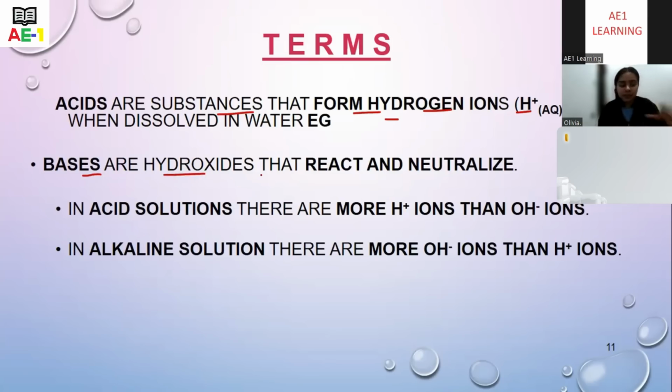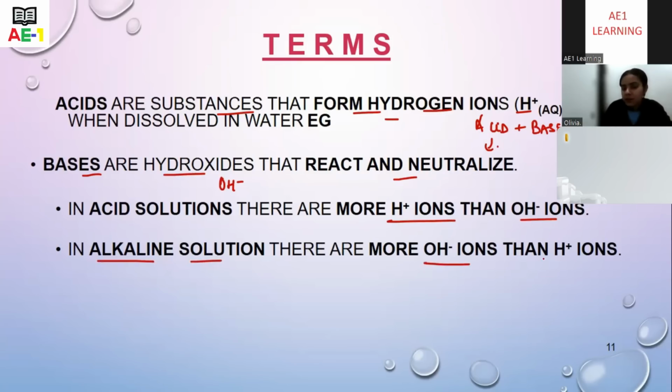If you mix some substance in water and you get more hydroxide ions, that's OH negative, that gives an idea that the substance is basic in nature. And your acid and base together can neutralize the effect. They can react together and neutralize the effect. In acid solutions, there are more H positive ions than OH negative ions, whereas in an alkaline solution, that's your basic solution, there are more OH negative ions than H positive ions.